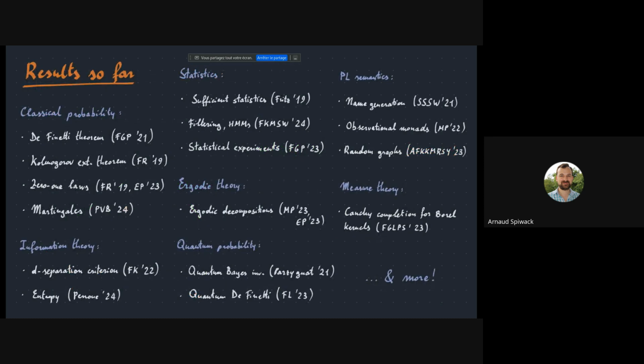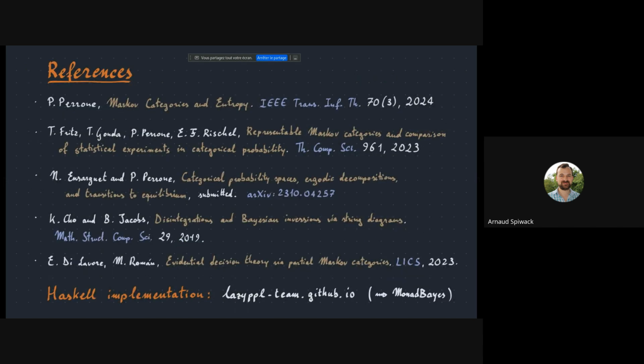Here are almost all the things that we have proven so far using Markov categories. Some we have reproven and sometimes generalized, things in classical probability like de Finetti. We did information theory, statistics, some measure theory, and so on. So we want to get to the probability research level, and we're going there quite fast. So let me also mention some references if you want to know more.